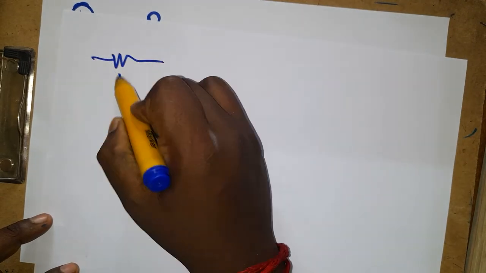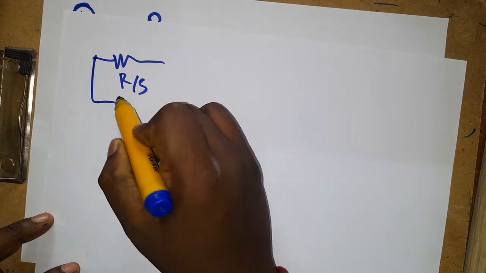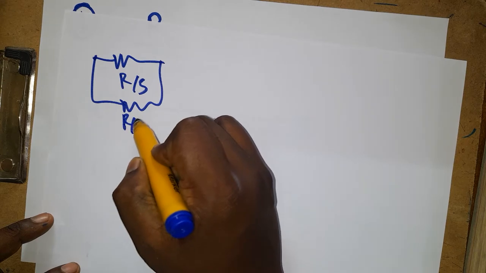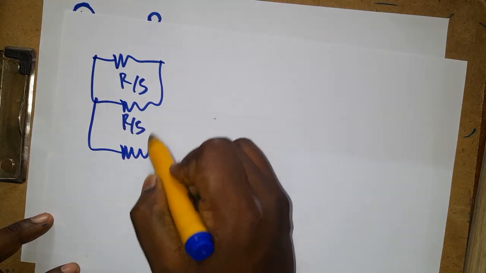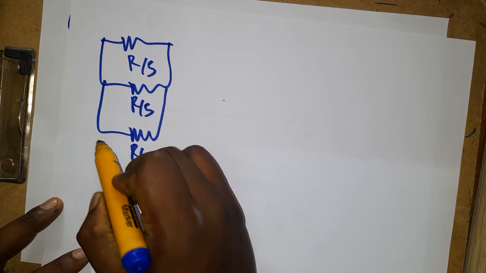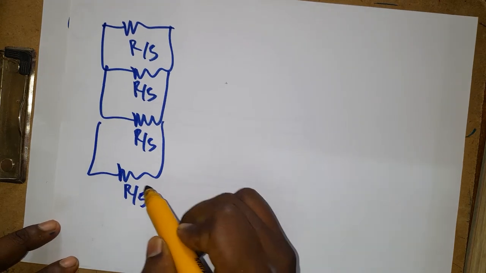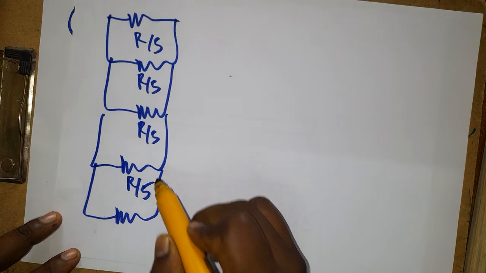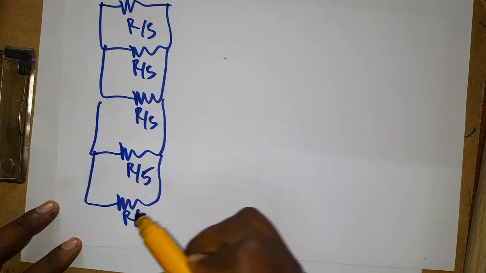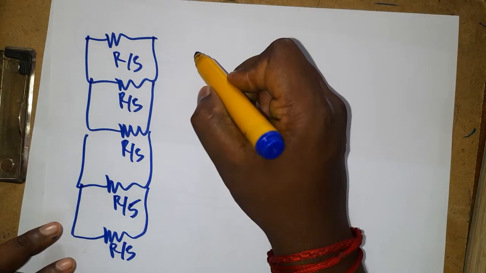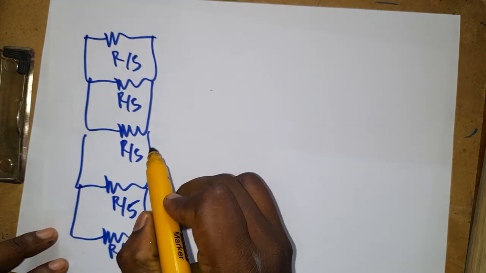The first one R by 5, next one R by 5, next one also R by 5, next one R by 5, R by 5. So these are the 5 resistances connected in parallel. Now they are asking what is the total resistance of this.